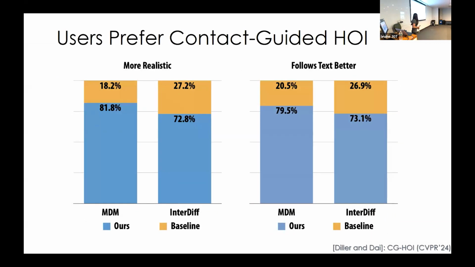So this is also reflected in a user study, which unfortunately is kind of the most reliable way to evaluate these kinds of results, because we don't have very good perceptual metrics from a quantitative perspective that tell us how good these synthesized sequences actually are. But people find that this produces more realistic sequences that better follow the text prompts.